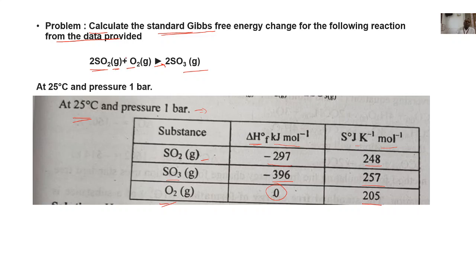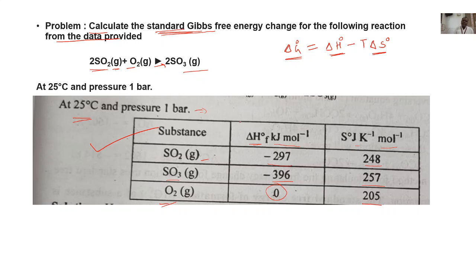Now what do we have to calculate? This data is given. What we have to calculate is the standard Gibbs free energy change. How do we write it? Standard Gibbs free energy change is delta G0 equal to delta H0 minus T delta S0. This delta H0 is the change in standard enthalpy, and delta S0 is the change in the standard entropy. Therefore, delta G we can calculate.